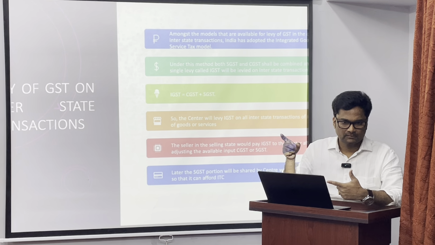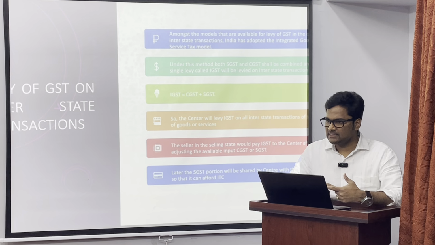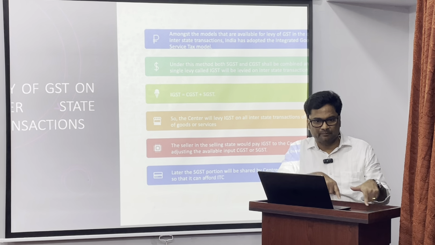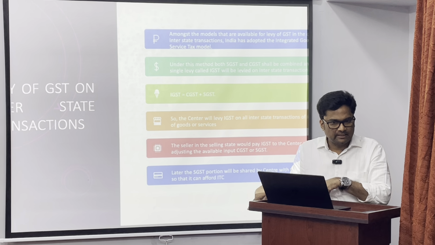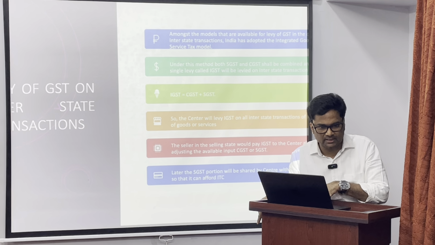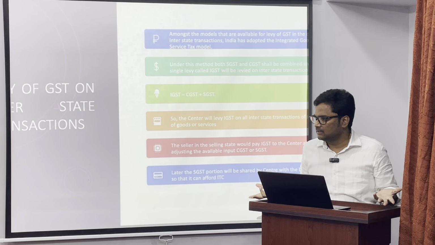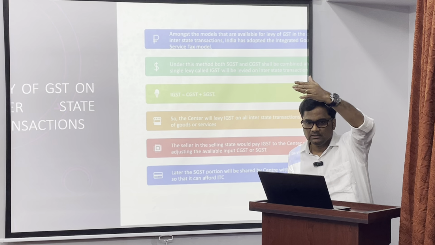Any doubts here? Input IGST is going to whom? Central government. Whereas the law says you use such IGST credit for payment of your output SGST. Then is it not the state government is losing? Yes, of course, because they have not got any input tax. The input tax has gone to the center.